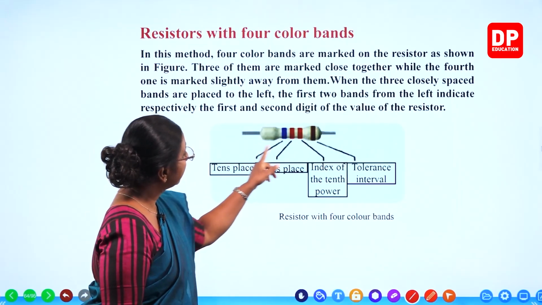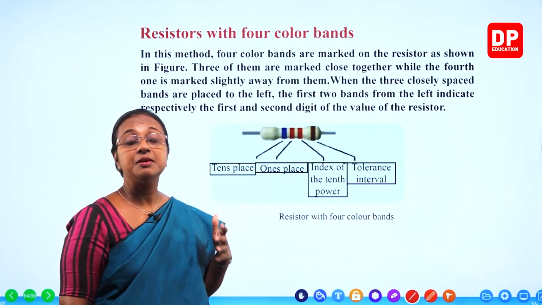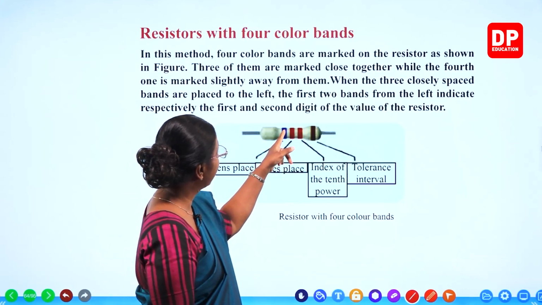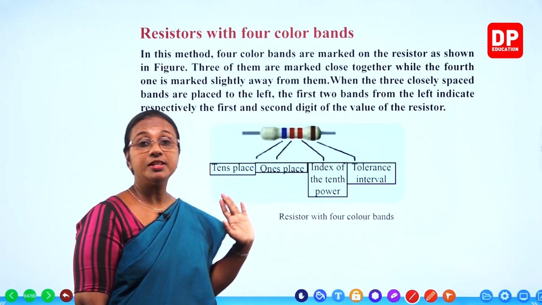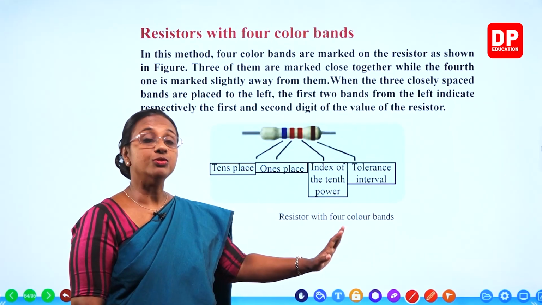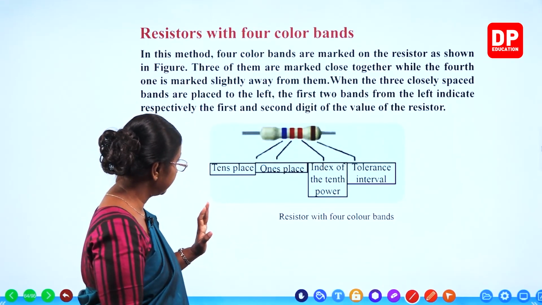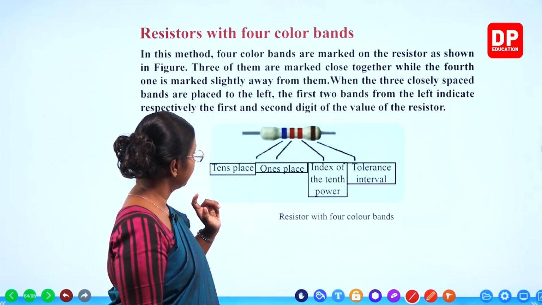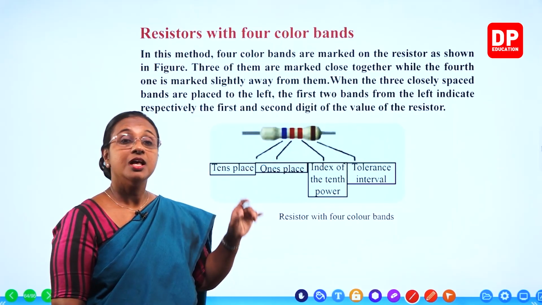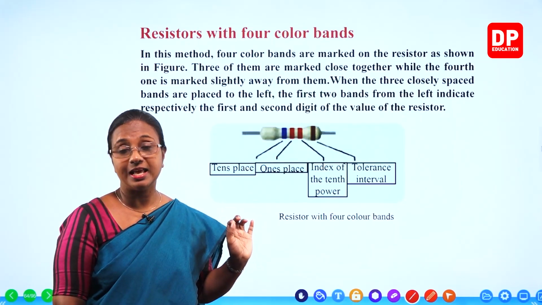Then, if you take the 4 bands, the first band is for the tens place. So, if it is a certain value, you write that value. Now here, I'll show you all the values. It is given in a table. With the values, we will learn to find the resistance of the resistor. So, it is the tens place. Then it is the ones place, the second band. So, you just write down the corresponding values directly.